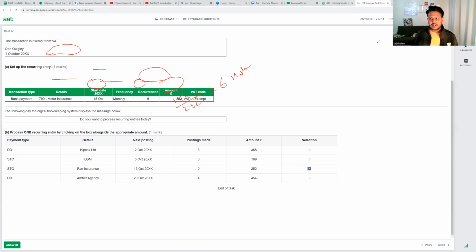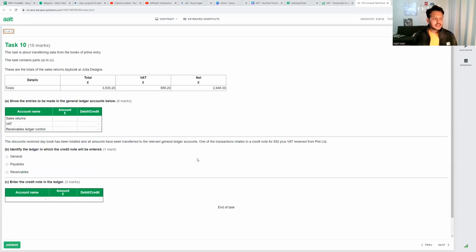All right, so let's have a look. The next one we have here, Task 10, says that this task is about transferring the data from the books of prime entry. Books of prime entry means sales day book, purchase day book, general ledger, discount received day book, discount payment day book. So basically this sort of book is called book of prime entry.